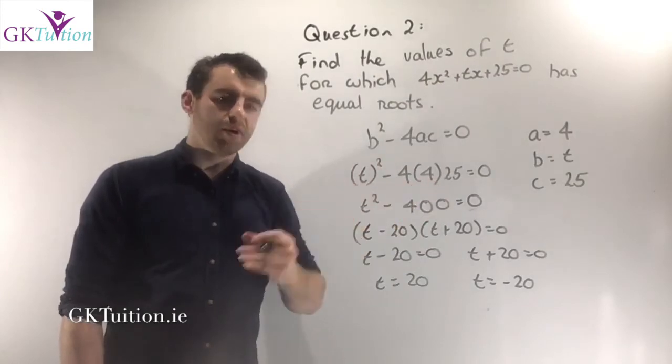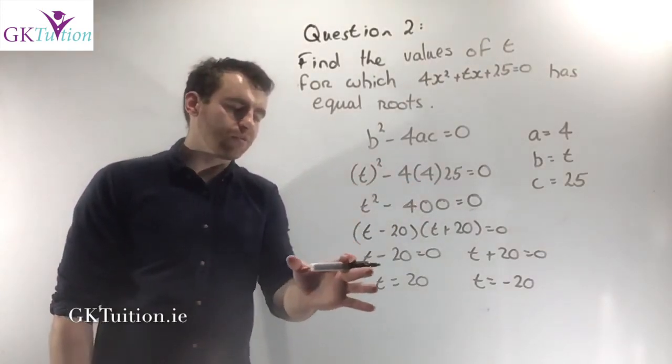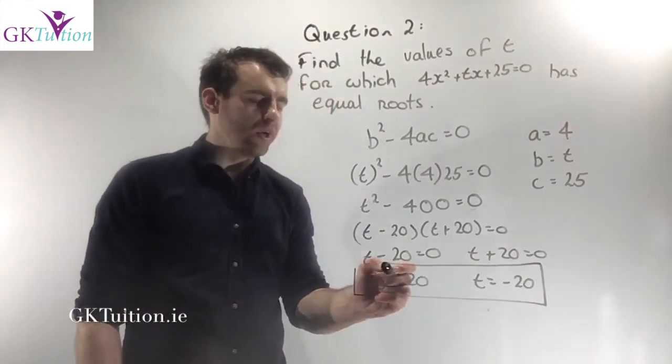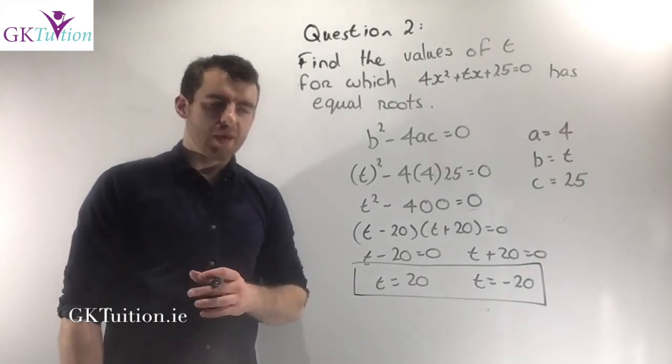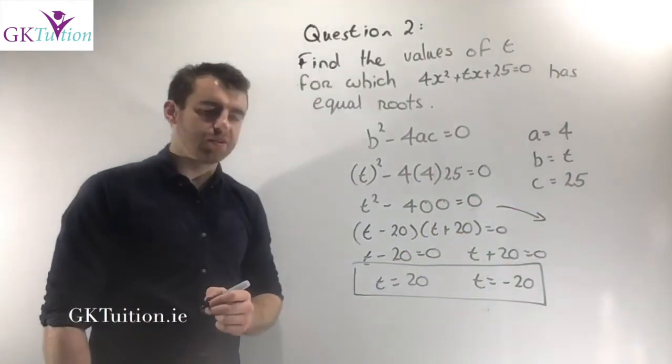So if you have t squared minus 400 equals 0, you should view this as the difference of 2 squares, factorize and solve it, and the 2 possible values for t are t equals 20 or t equals minus 20. In maths, often we ignore the fact that there's 2 possible answers.